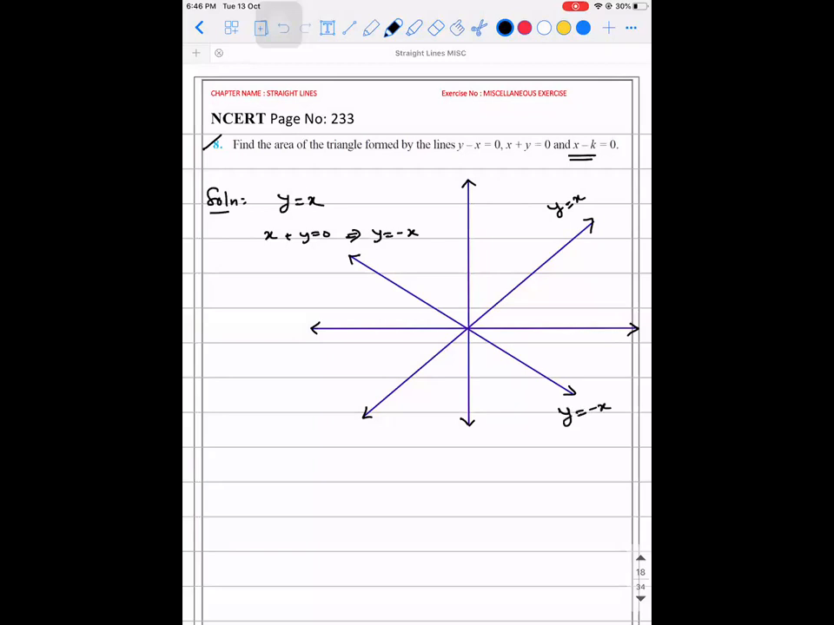And x is equal to k. x is equal to k is a line which is parallel to y-axis. Did you guys understand what I drew? So they are asking which area. So this is the area we need to find. So how to solve this?